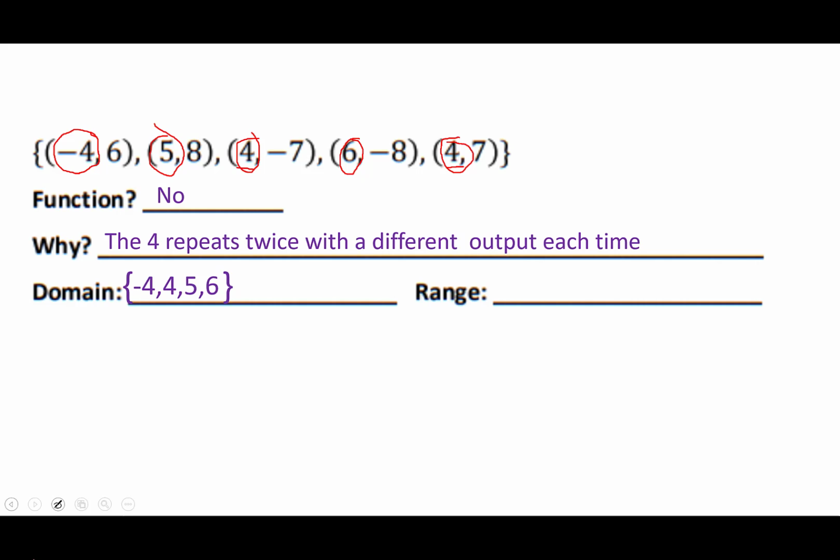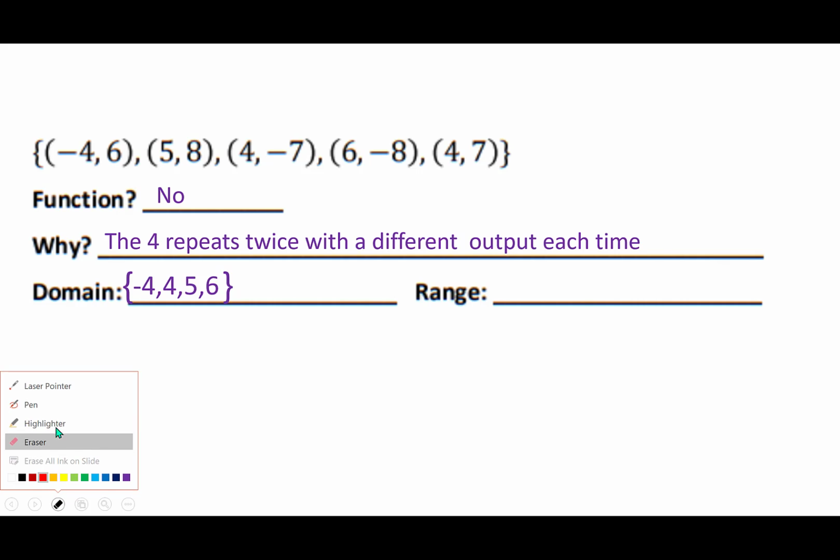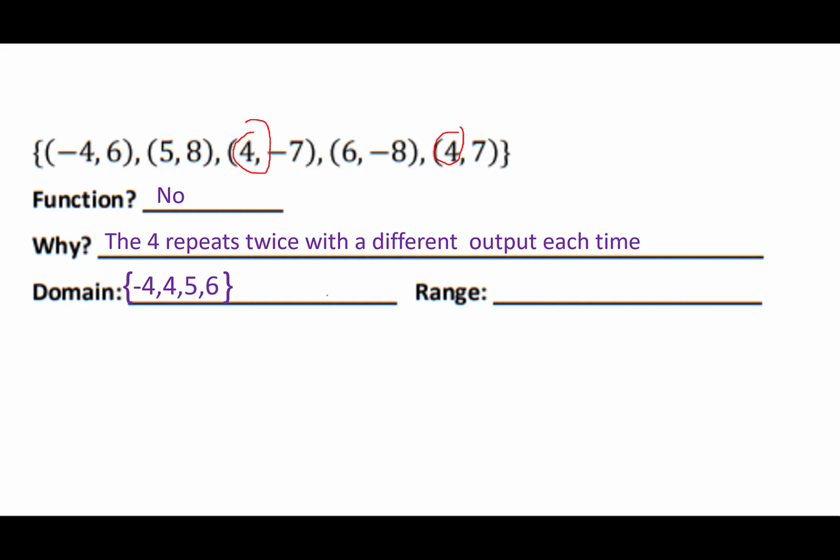So because my 4 appears twice, I am only going to write it once, okay? So because that 4 repeats, we're only writing it one time. And we'll do the same thing with a range. So the range is all our y values. So in this set of points, it's that second number. And again, we're going to list them from least to greatest. And if a number repeats, we only write it once.